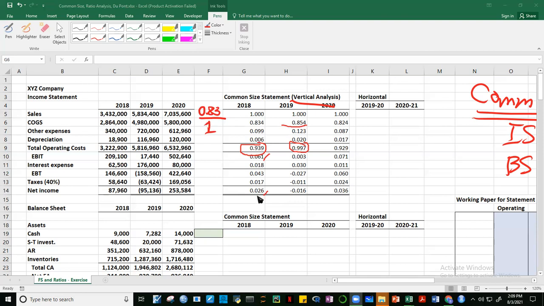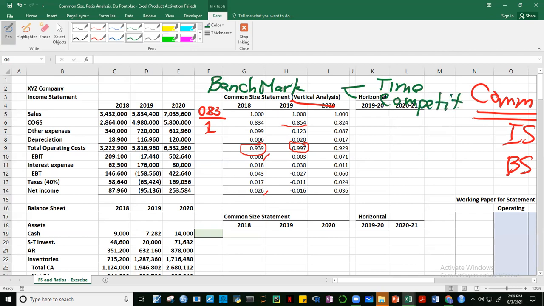Yung good or bad na yun, kailangan, ang operative word natin dyan, benchmark. Benchmark against what? Dalawa. Benchmark against time and benchmark against competitor. Para masabi natin kung good or bad yan, kailangan naka-benchmark, no? Against time and against the competitor.